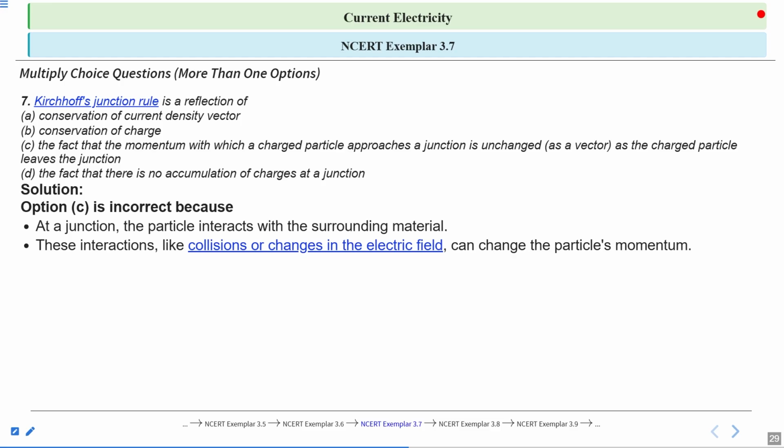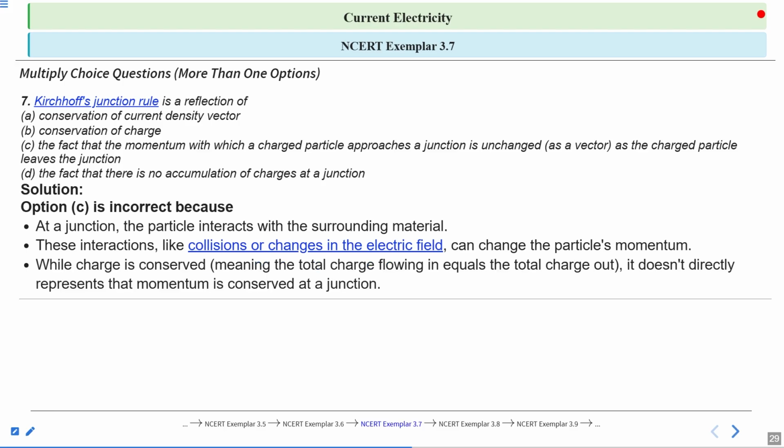So these interactions like collisions or changes in the electric field can change the particle momentum. Particle momentum can be changed by interaction with other material, like positive ions or other electrons, while charge is conserved. Charge entering the junction should be equal to charge leaving the junction, meaning the total charge flowing in is equal to the total charge out. It doesn't directly represent that momentum is conserved at a junction.